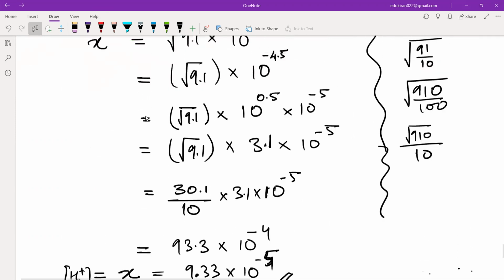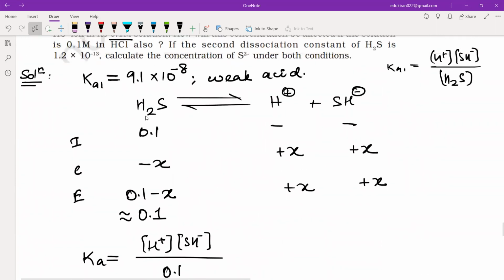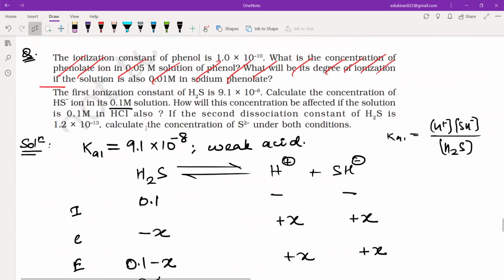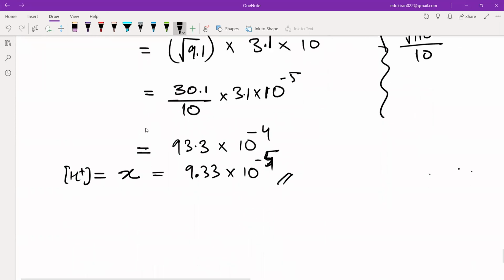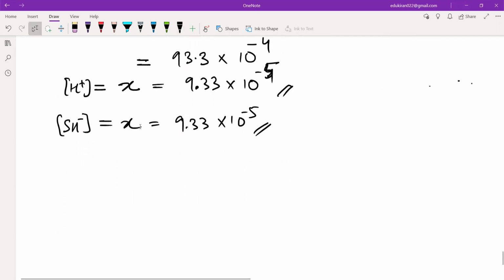When we don't have any HCl. Here we don't have any HCl. So the concentration of SH negative will also be equal to this much only, which is equal to X, 9.33 into 10 to the power minus 5. Okay, you write this down. So this is when we don't have any HCl.